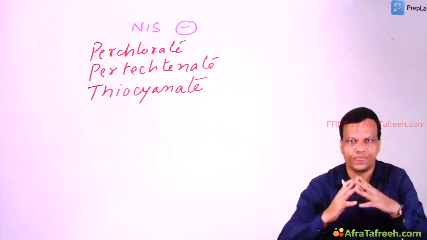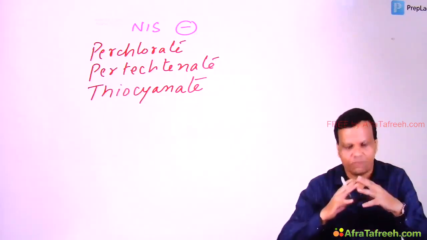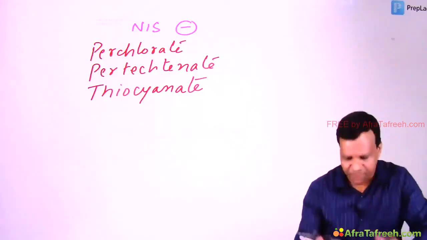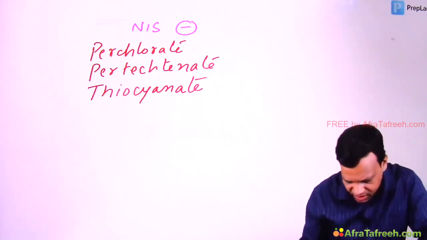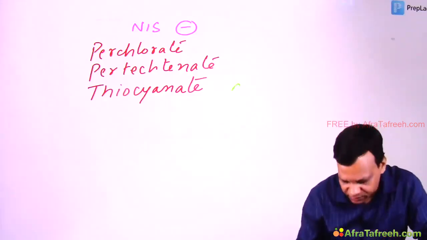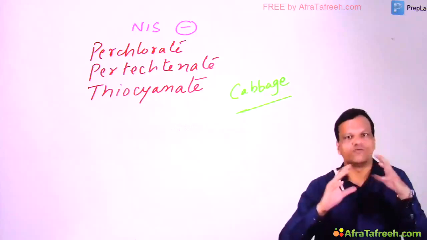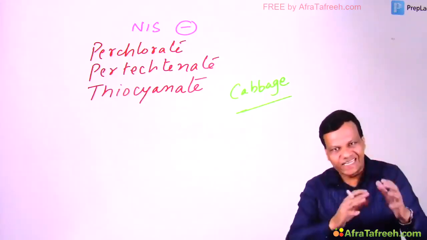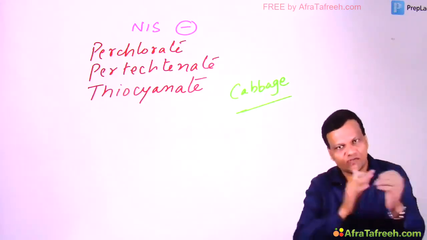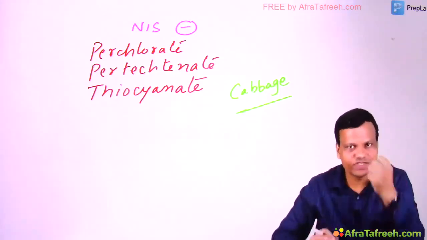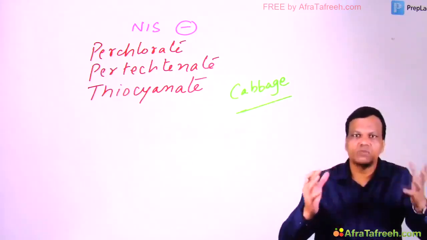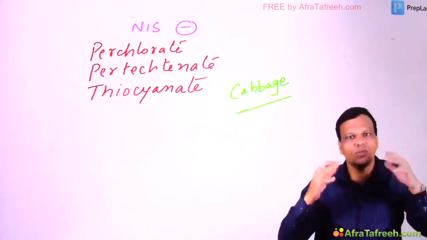Investigational drugs are there. But an important thing to remember, these substances are present in large quantities in certain foods like cabbage. So if a person consumes a large quantity of such foods, there will be a decrease in entry of iodine in that person, and a decrease in formation of thyroid hormone. So that person may develop hypothyroidism, that person may develop goiter.